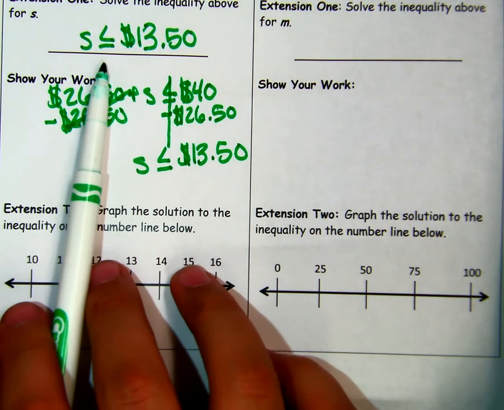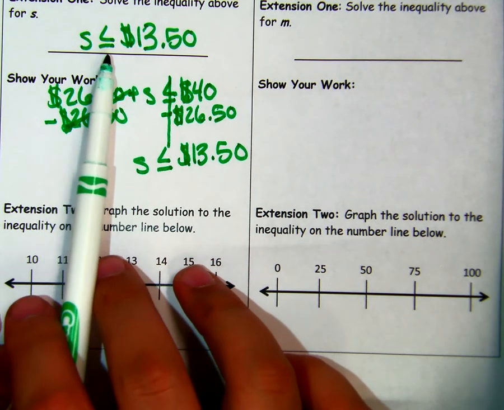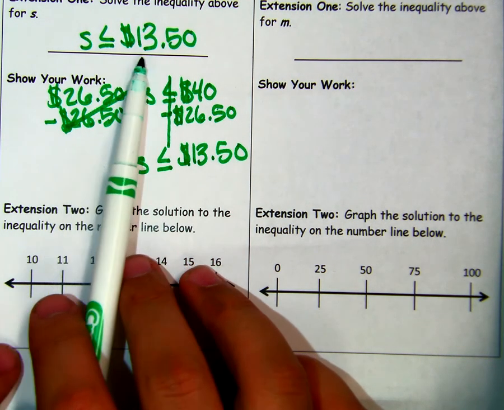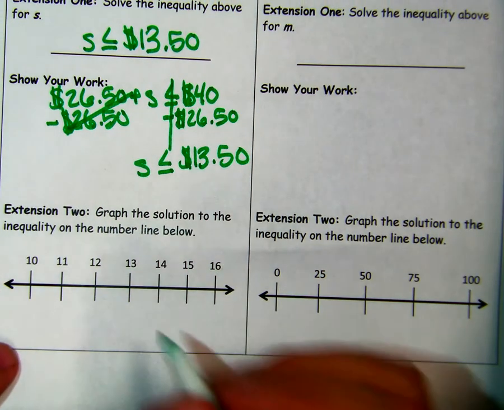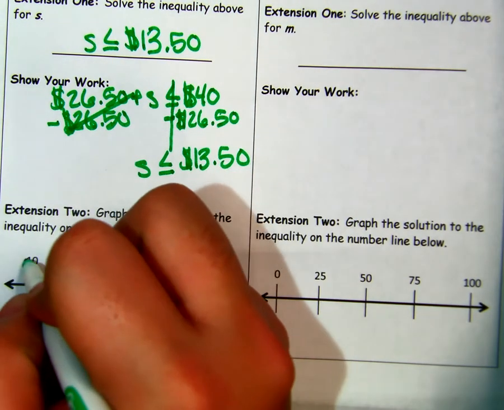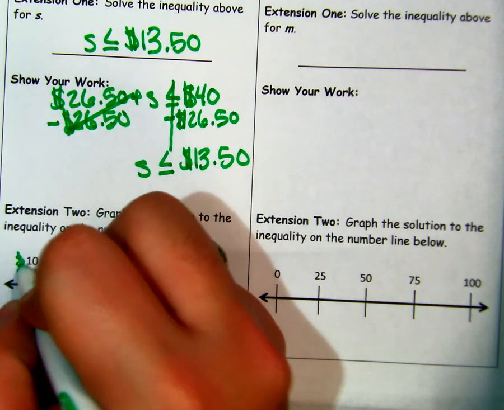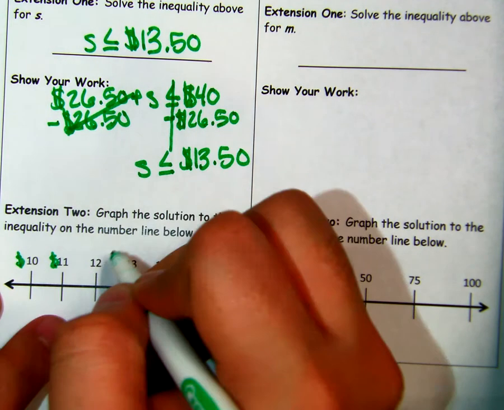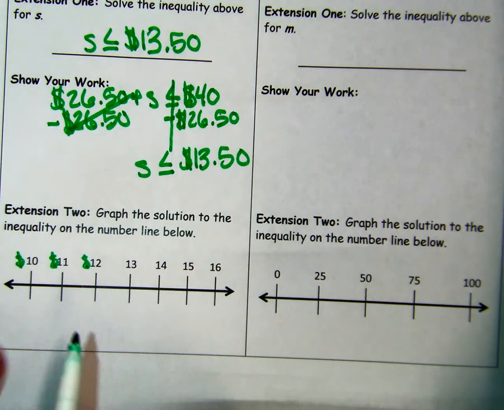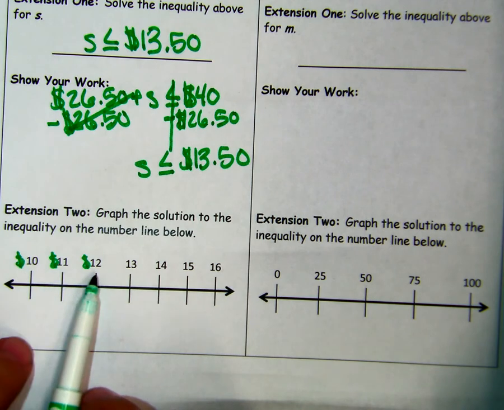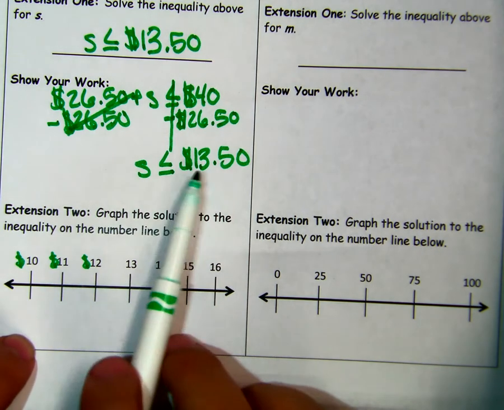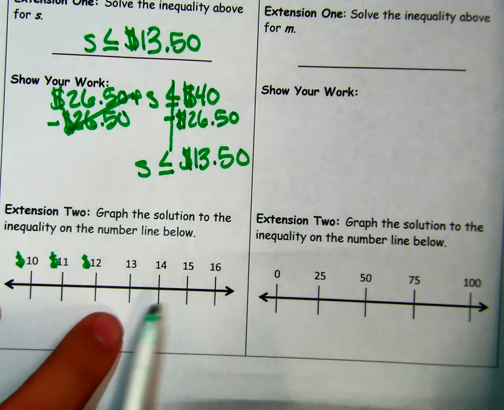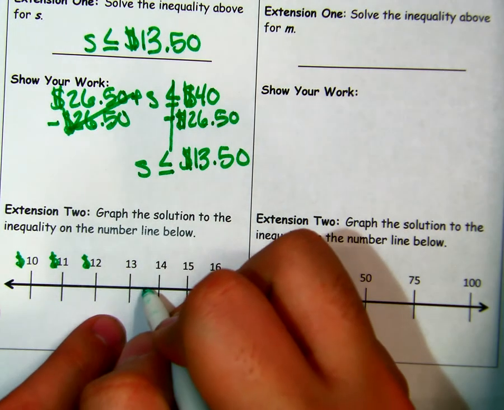So looking back at extension 1, we know that S has to be less than or equal to $13.50. So on our number line here, each of these markers, or each of those lines, represents a whole number amount of money. So I have $10, $11, $12, $13, so on. So $13.50 is going to be exactly halfway between 13 and 14.